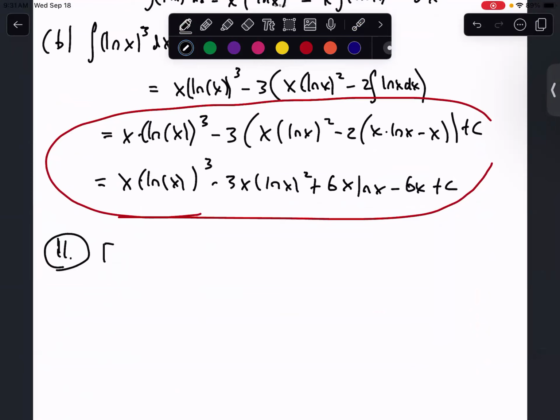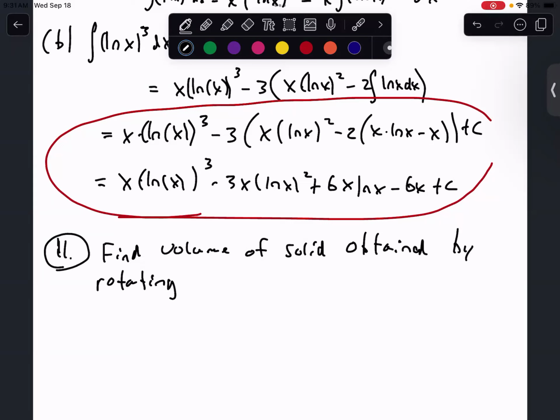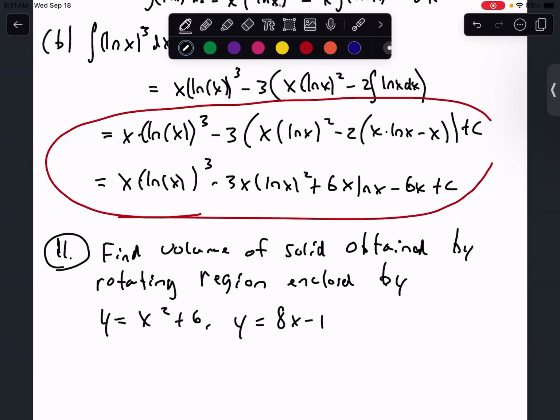So for 11, it wants you to find the volume of the solid obtained by rotating the region enclosed. Okay, so we have the following functions. We have y is equal to x squared plus 6. And we have y is equal to 8x minus 1. And then we're rotating about the x-axis or about the y-axis.